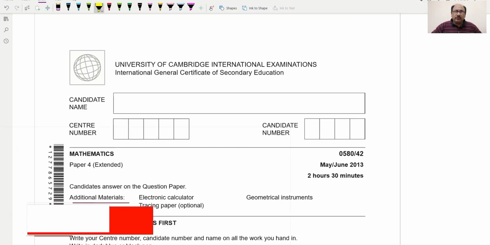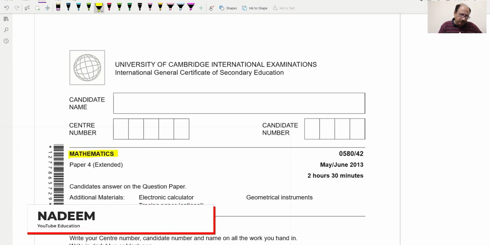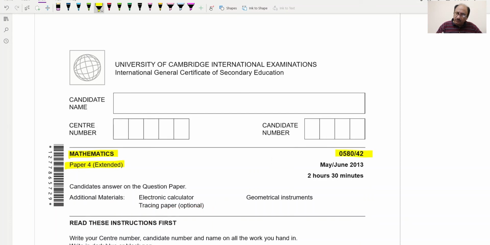Hello everyone. Today we'll be going through Mathematics Paper 4 Extended 058-042 May June 2013. This is a Cambridge paper. So let us move to question number 1.